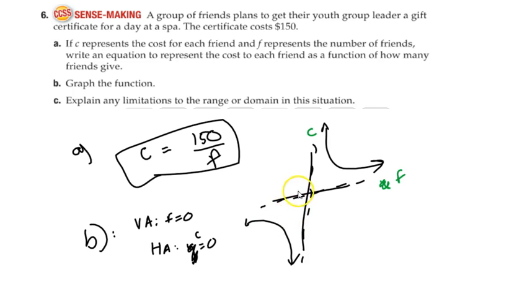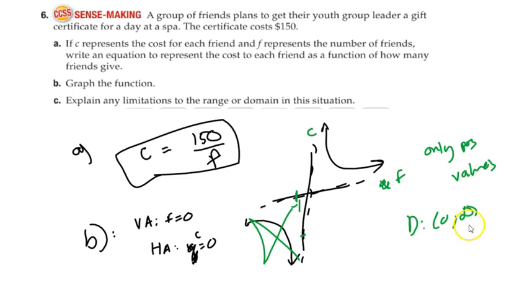You can't have negative friends, even if you're not popular. That makes no sense. And you can't have negative costs. They're not going to pay you to take the spa day. So none of these make sense. Only positive values. The only part of the domain that makes sense is 0 to infinity, and the same thing for the range. So that's it. There we go. Until next time.